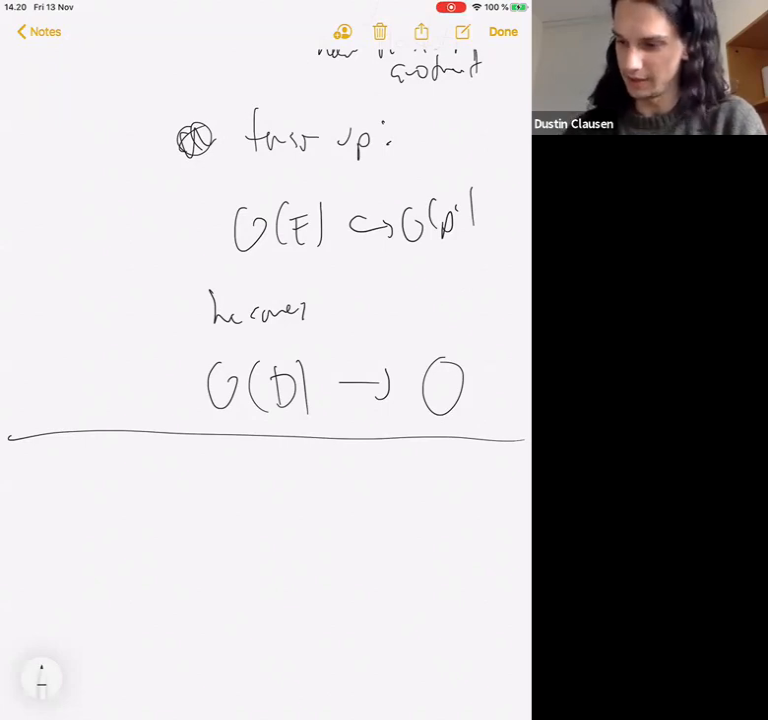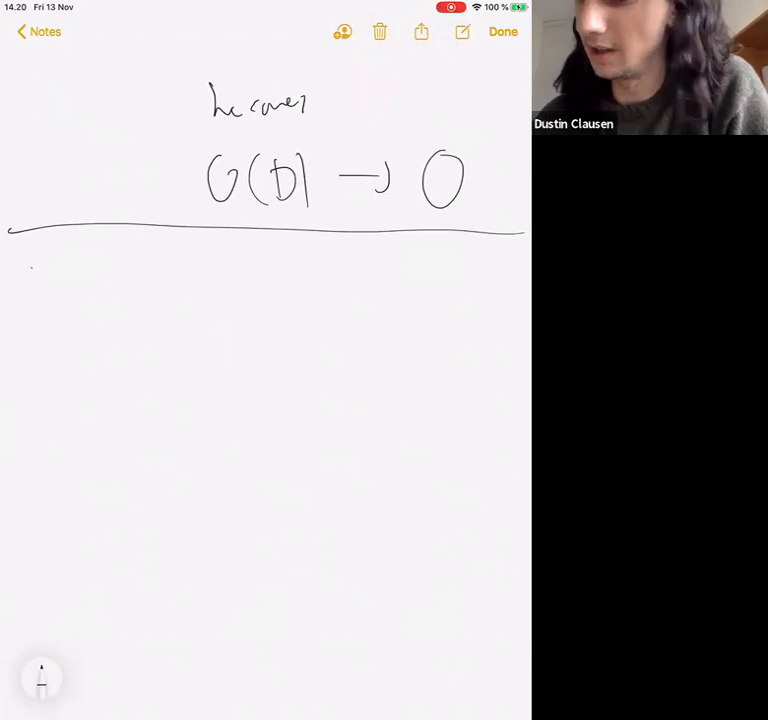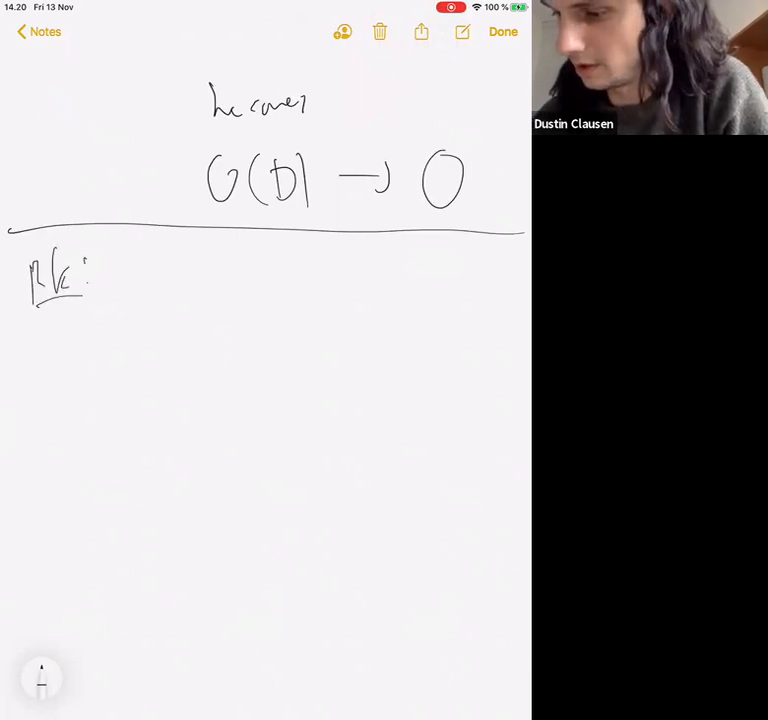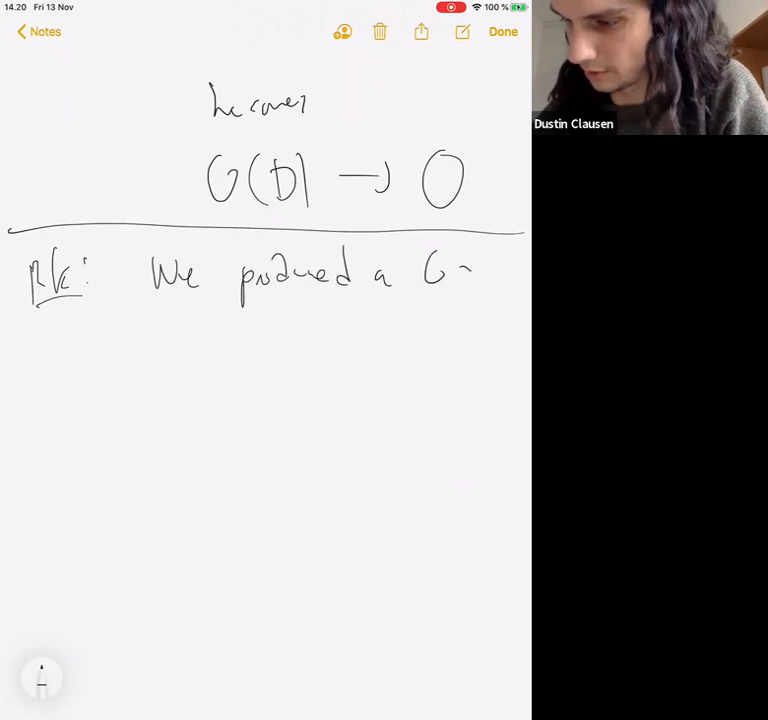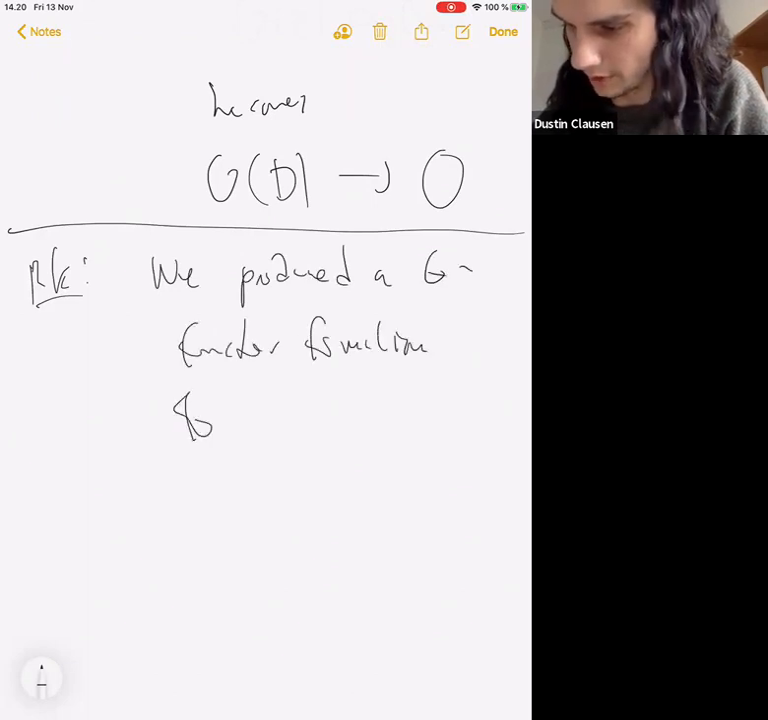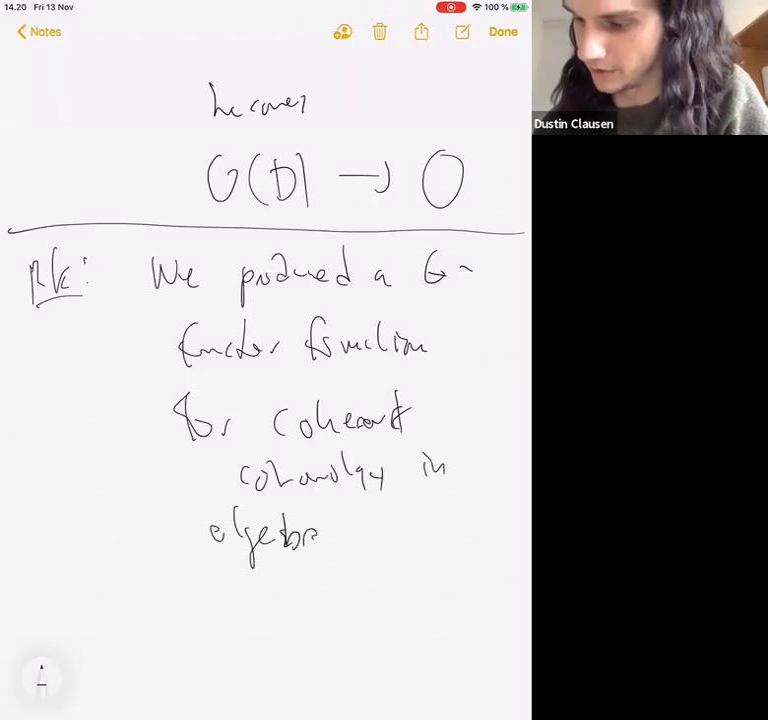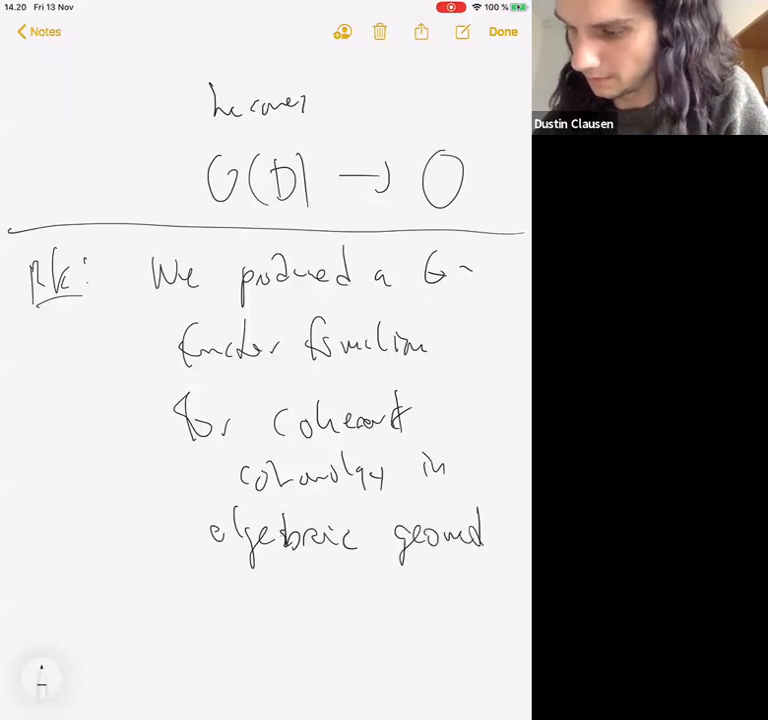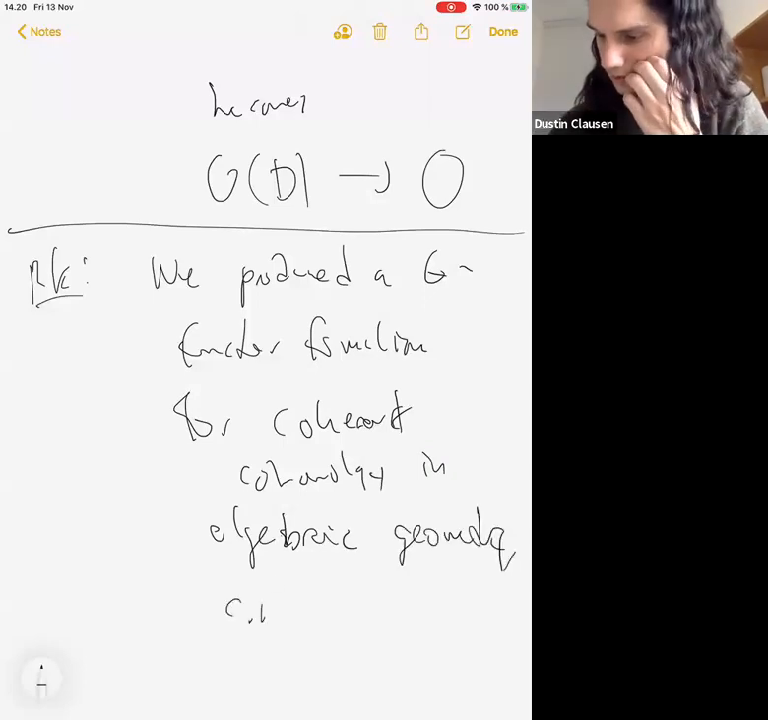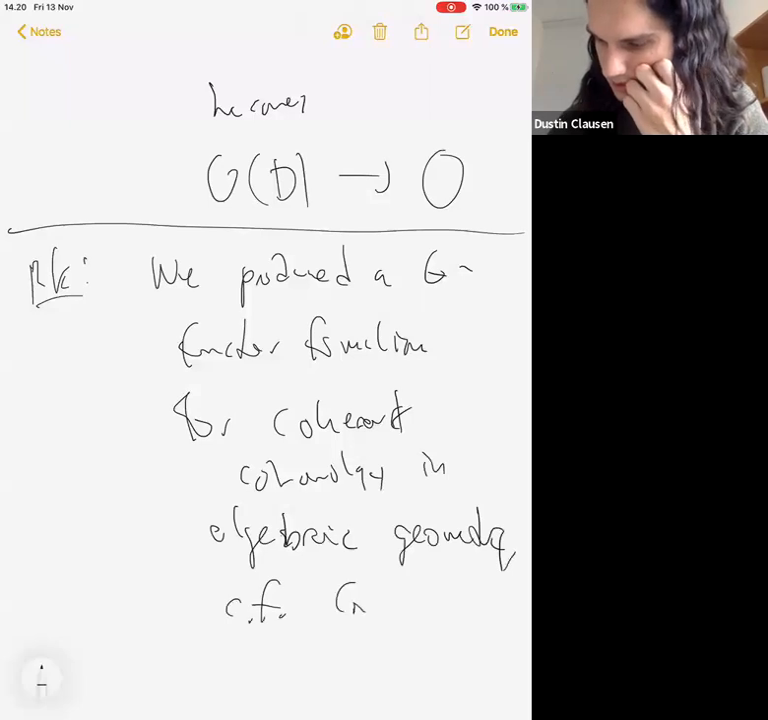So how are we going to do this? Let me also remark that in Peter's notes, we also produced a 6-functor formalism for coherent cohomology. Well, here it's the same thing, okay? For coherent cohomology in algebraic geometry. So you can cf. Peter's notes, condensed.pdf.